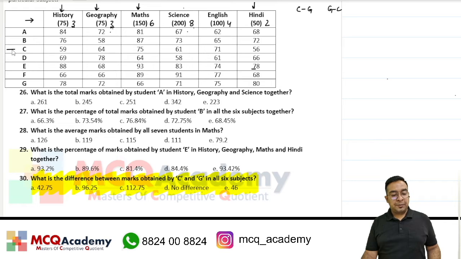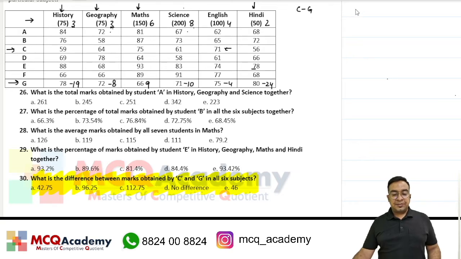So calculating the difference between the percentage score of C and G. For history, this is equal to 59 minus 78, which is equal to minus 19. For geography, this is equal to 64 minus 72, so this is equal to minus 8. For maths, this is equal to 75 minus 66, which is equal to 9. For science, this is equal to 61 minus 71, that is minus 10. For English, this is equal to 71 minus 75, so this is equal to minus 4. And for Hindi, this is equal to 56 minus 80, so this is equal to minus 24.